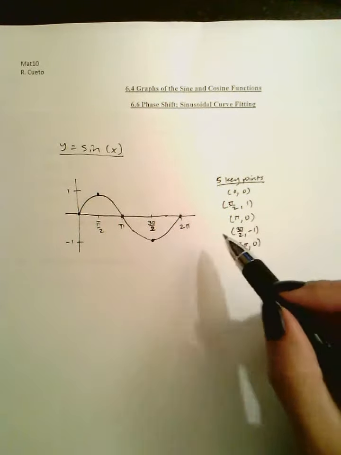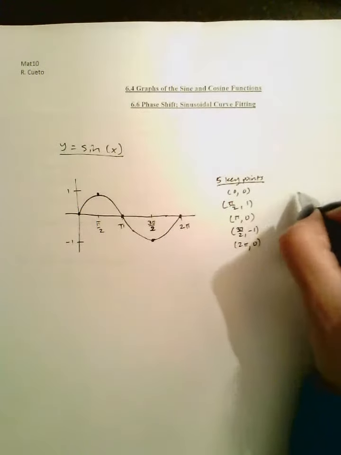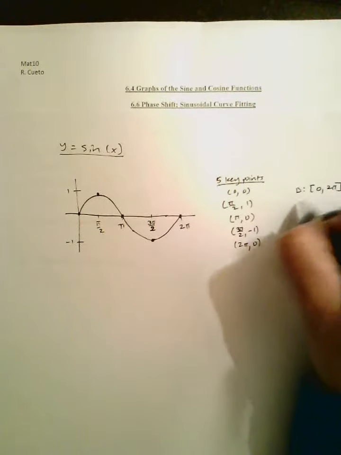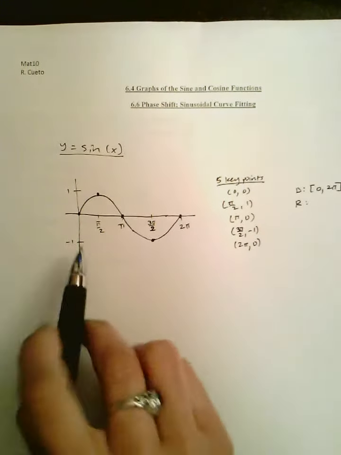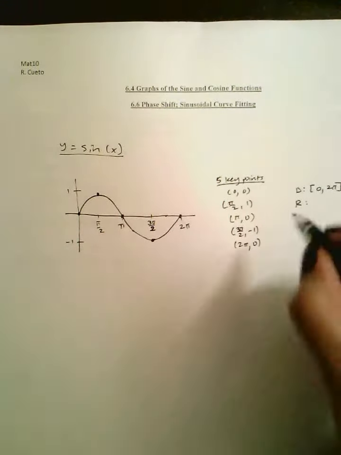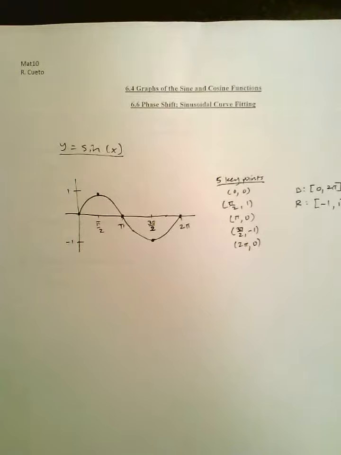So again, I drew this function between 0 to 2 pi, so that means that the domain for this restricted sine function over one period interval is from 0 all the way to 2 pi. And the range, because it oscillates between -1 to 1, then that means that the range is going to be -1 to 1.